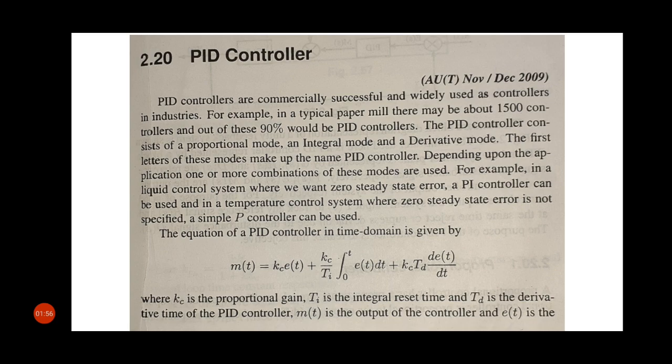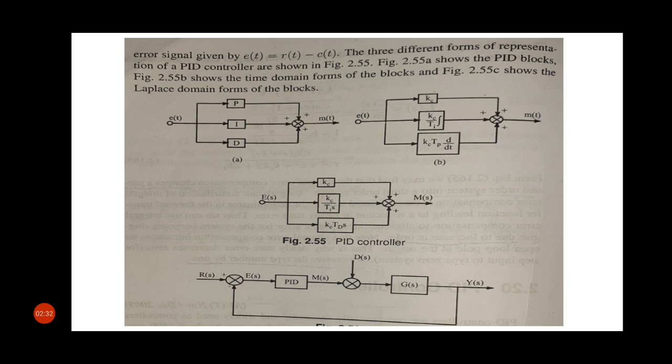So the equation of a PID controller in the time domain is given like this: m(t) equals Kc e(t) plus Kc by Ti times the integration from 0 to t of e(t) dt plus Kc Td de(t)/dt, where Kc is the proportional gain, Ti is the integral reset time, and Td is the derivative time of the PID controller. m(t) is the output of the controller and e(t) is the error signal. Okay, and for this error signal we know e(t) equals r(t) minus c(t).